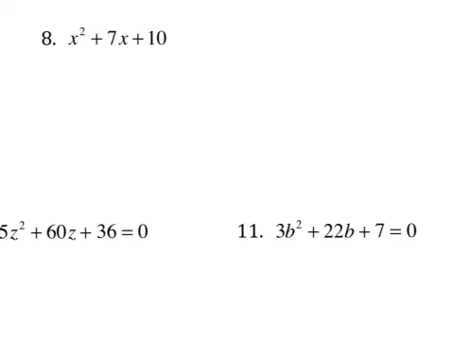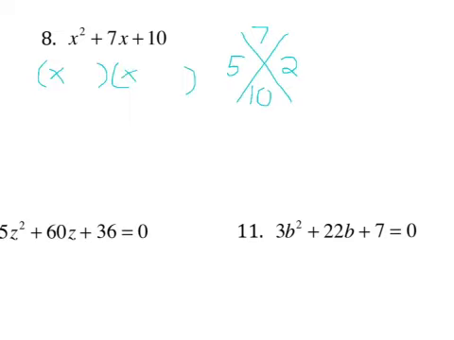For number 8, we have x squared plus 7x plus 10. Since this one has 3 terms, we want to factor using the big X. So we need to think of 2 numbers that add to 7 but multiply to 10. So 2 numbers that multiply to 10 are 5 and 2. And those 2 numbers add to 7. So we make our 2 sets of parentheses, and we put an x first in both of them, and then we have a plus 5 and a plus 2. If you wrote the answer as x plus 2 times x plus 5, that would also be correct.